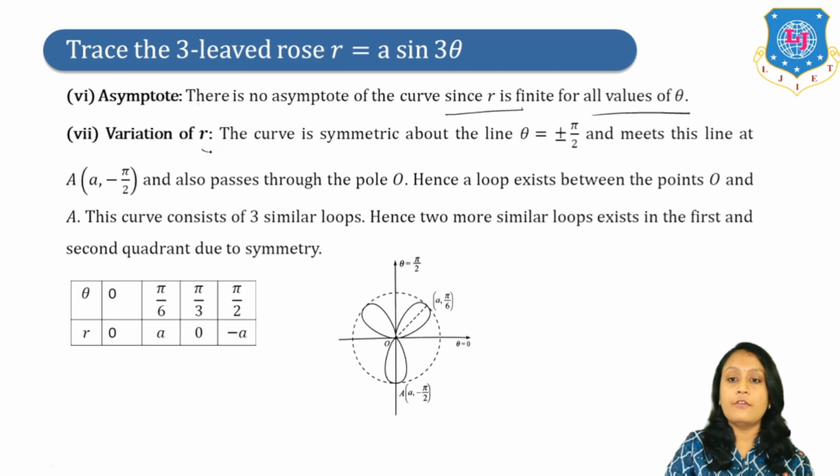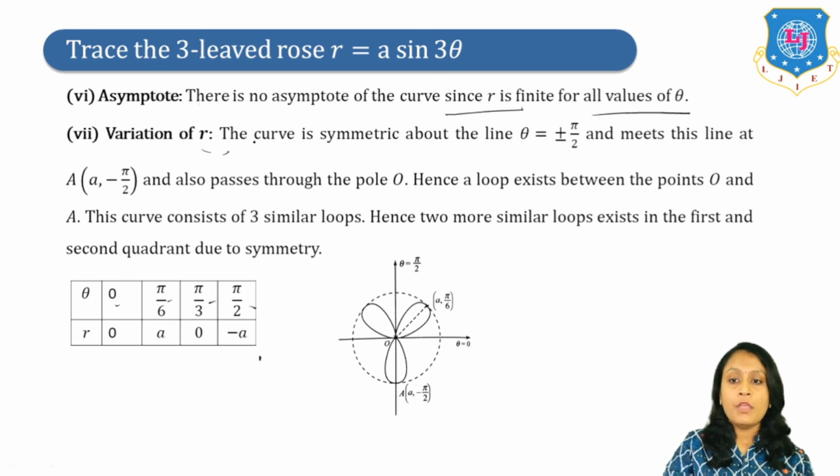And we'll write the variation of r. For different values of theta, we'll write r. For theta 0, pi by 6, pi by 3 and pi by 2, we'll get r as 0, a, 0 and minus a. So at theta is equal to 0, r is 0. So this is the point. At theta is equal to pi by 6, r is a, so that is over here. And at theta is equal to pi by 3, r is 0 over here.